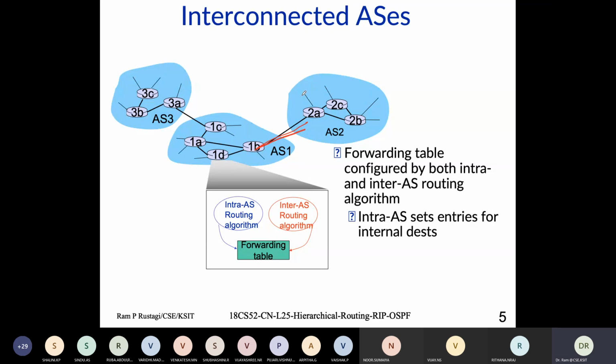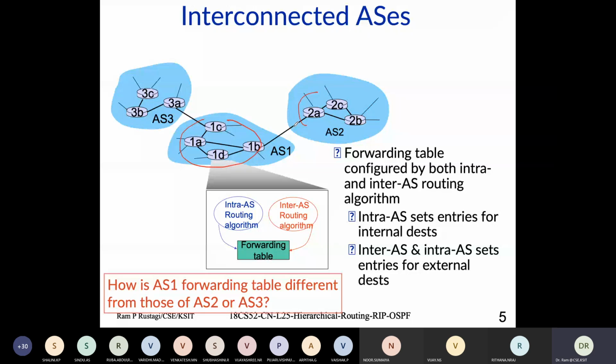Because you have a number of networks inside, N1, N2, N3, and these networks need to be known to these internal routers 1A, 1D, 1C, something of that kind. That means we also need a routing protocol that propagates reachability of networks. So that is the job of intra-AS routing, which basically needs to build reachability across the AS and build a routing table of routers for the other networks.